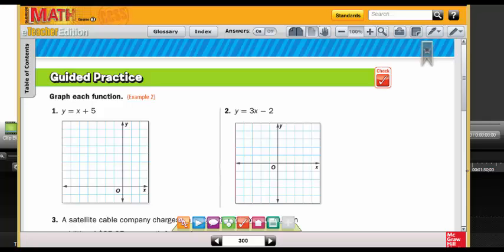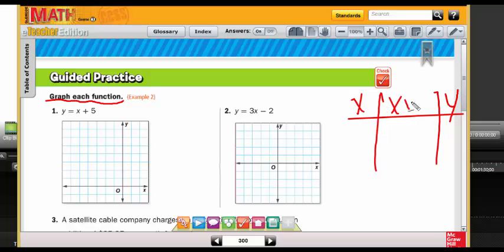Here are your solutions to section 4-4, linear functions, the guided practice. First problem says simply to graph each function. So again, we could make a function table here. If that's what works for you, go ahead and make a function table. Put it over here. We would have an input of x and output of y.